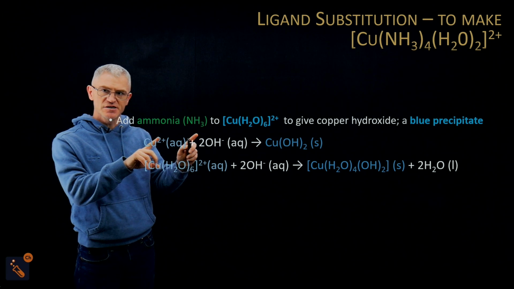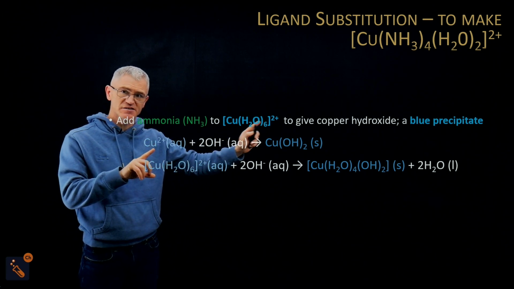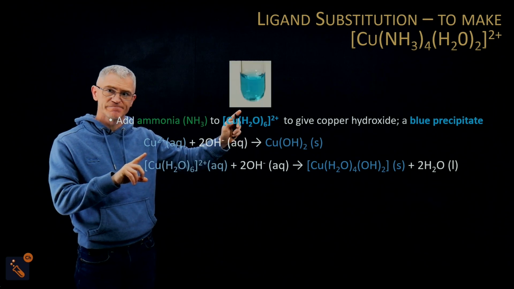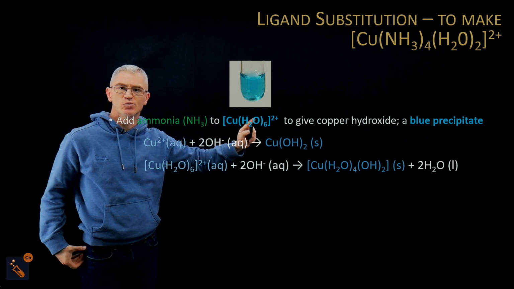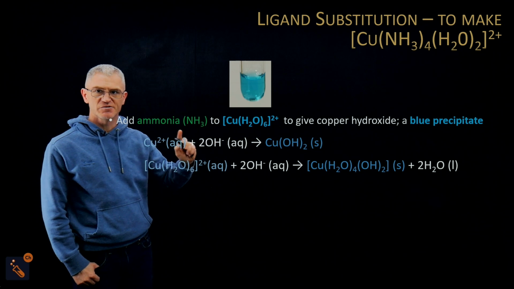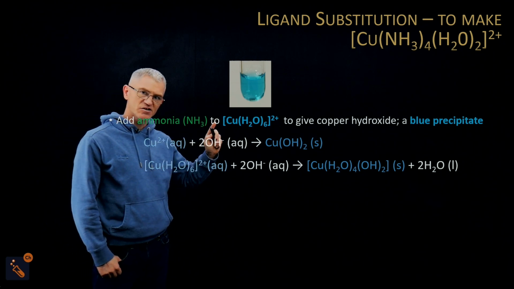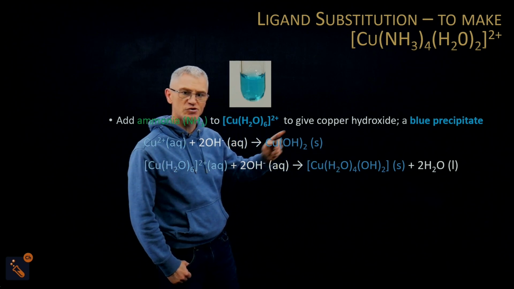You've got to add ammonia to make this, and you've got to add it to a complex, and the complex is this, and it's a lovely pale blue colour, and you can see the solution here. That's what the solution would look like, this lovely pale blue. Now it's got 6 ligands, 6 H2O ligands, and you add ammonia to it. What you make is copper hydroxide, which is this, and it's a blue precipitate.